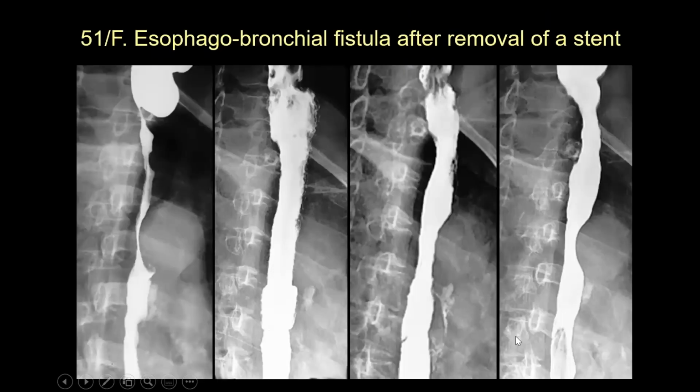Here is an example of esophago-bronchial fistula after stent removal. In this patient with severe corrosive stricture, we placed the stent. You can see widely patent stent, and remove the stent 2 months after stent placement. Here you can see a small fistula between the esophagus and left main stem bronchus, which resolved spontaneously within a week. This is a 1-week follow-up esophagogram. You cannot see fistula anymore.